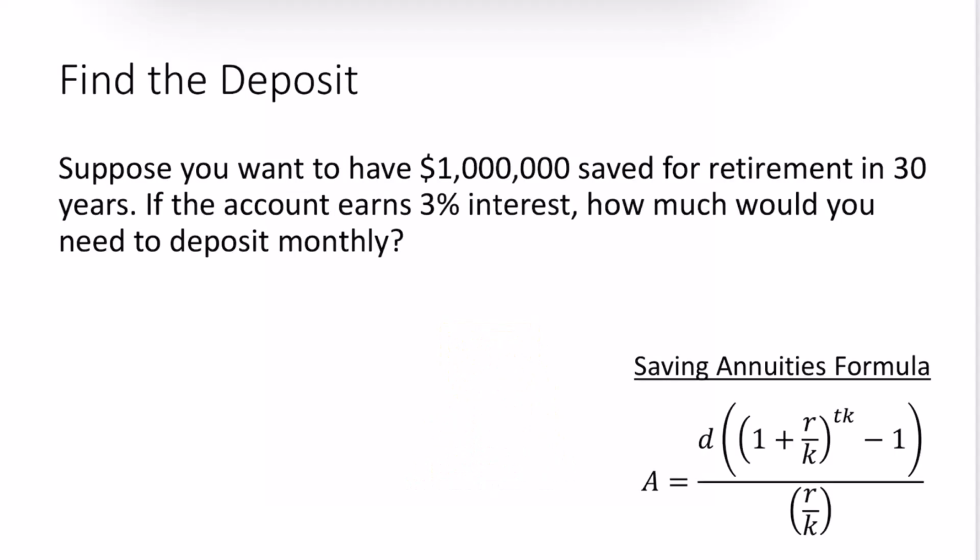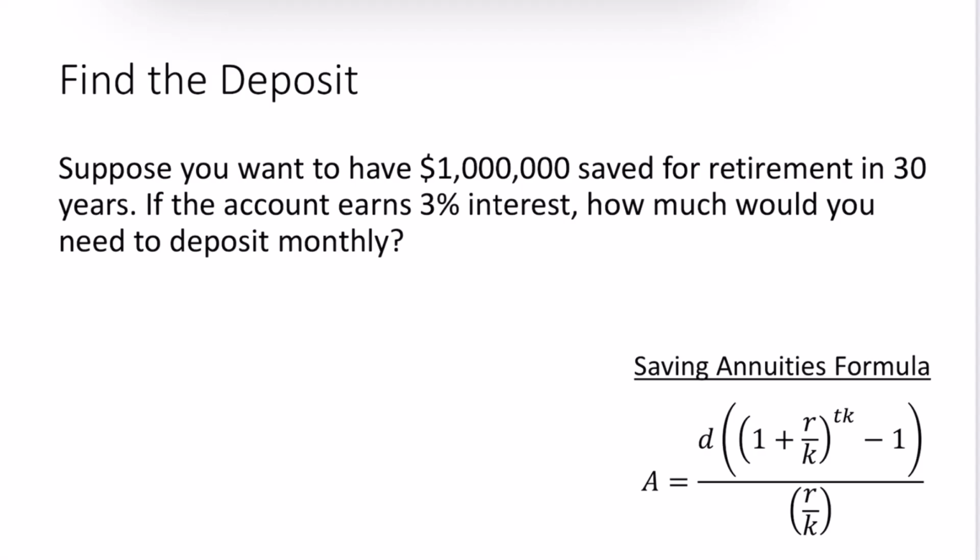All right, so suppose you want to have $1 million saved for retirement in 30 years. If the savings account that you're putting your money in earns 3% interest, how much would you need to deposit monthly in order to meet your goal?